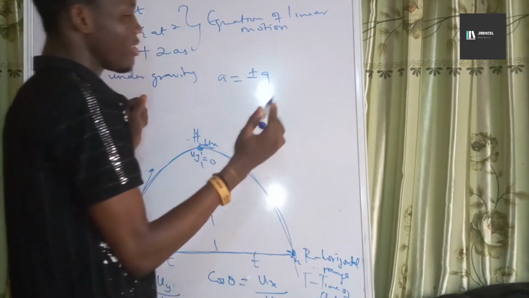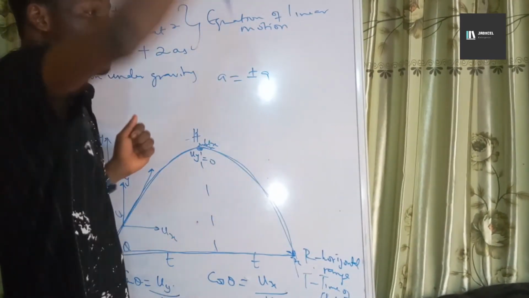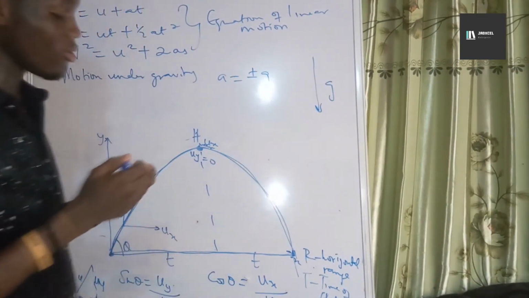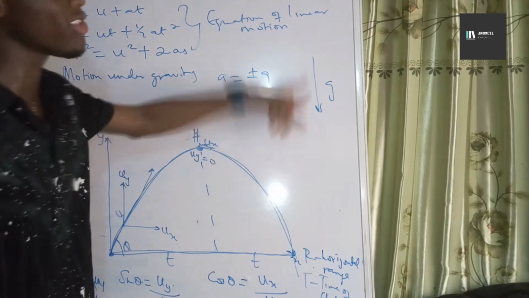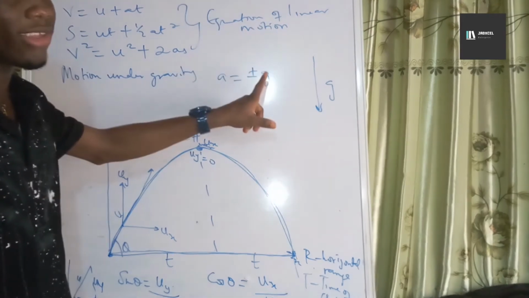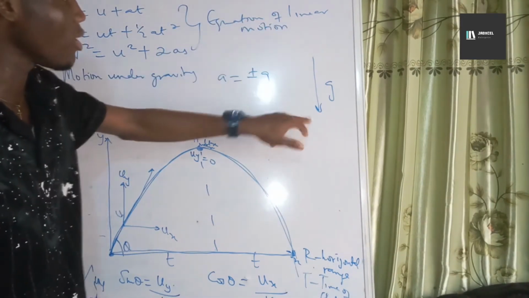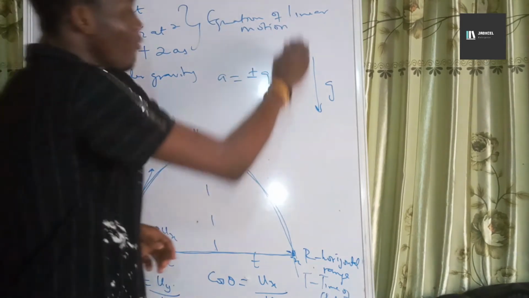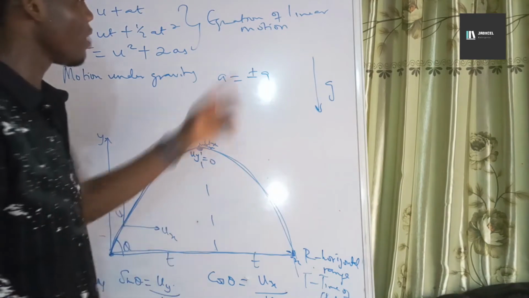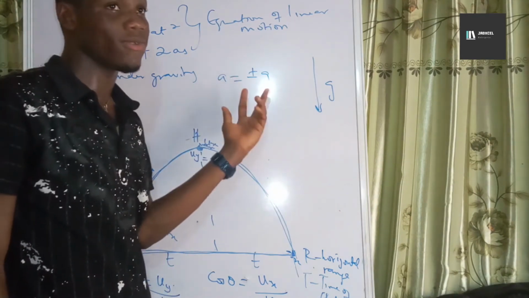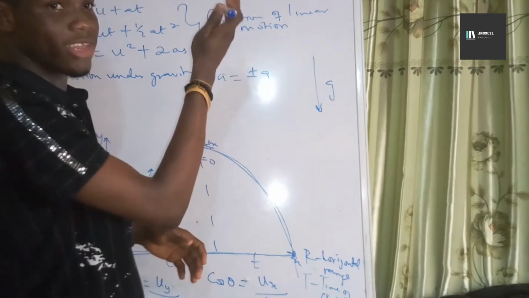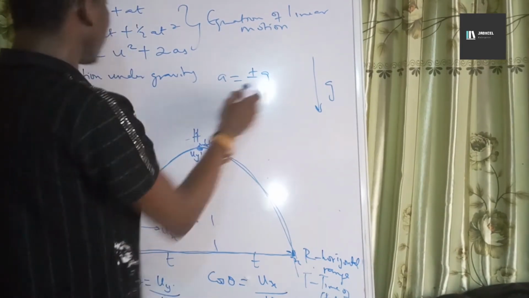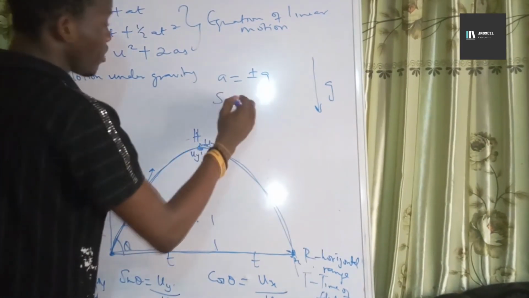In vector notation, let's look at it. How does gravity act? Gravity acts downward on the surface of the earth. This is the direction of gravity. In vector notation, when something goes against the initial direction, it is negative. But when it goes in the initial direction, that makes it positive. So if a body is falling, the acceleration due to gravity there is positive. When a body is going upward, going against gravity, the acceleration due to gravity is negative. That's why we have plus or minus g.